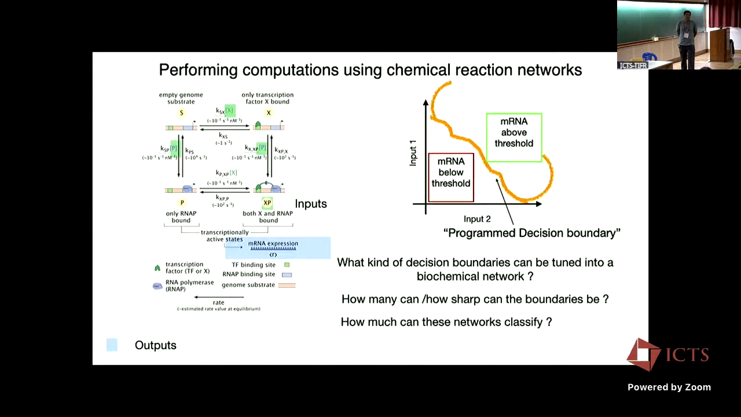Sure. Is there another network in between, or is there just one network? Okay, so that's a great question. In this particular context, what I have is just one network, and this network takes inputs. The inputs can be concentrations of transcription factors, concentrations of polymerases, and then it produces an output. So I regard that as my computer.